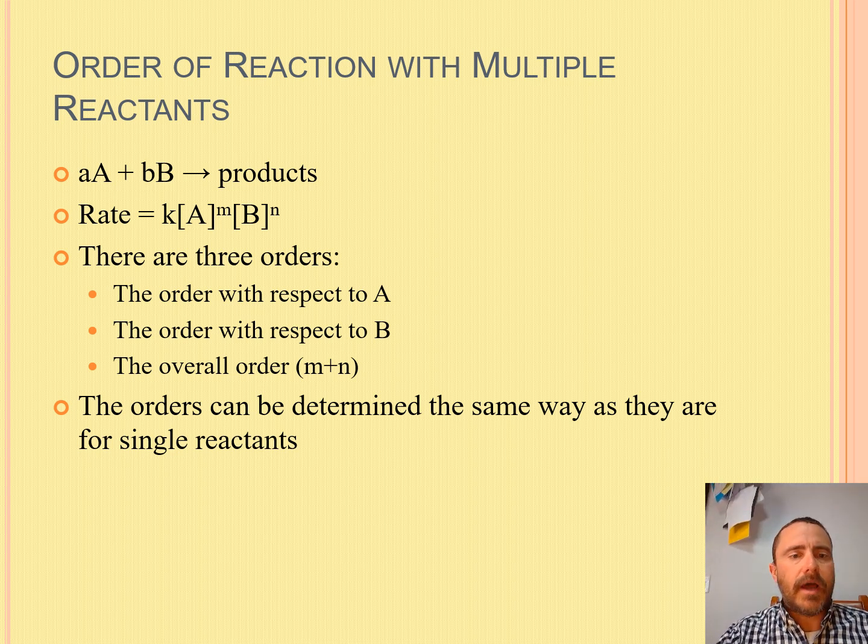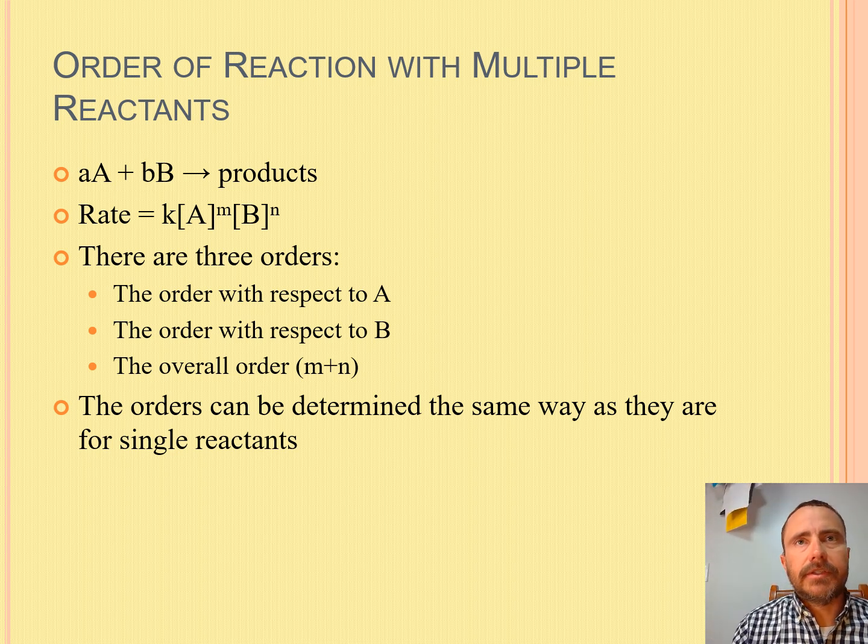Well, obviously, we're not always going to have a reaction like our N2O5 decomposing. Sometimes we're going to have multiple reactants. And if we have multiple reactants, like A and B coming together to form products, then the rate has to be equal to, well, it's based upon both of those reactants. So rate's equal to K times the concentration of A, raised to some power, that's its order, times the concentration of B raised to some power that we're now calling N, that's its order.